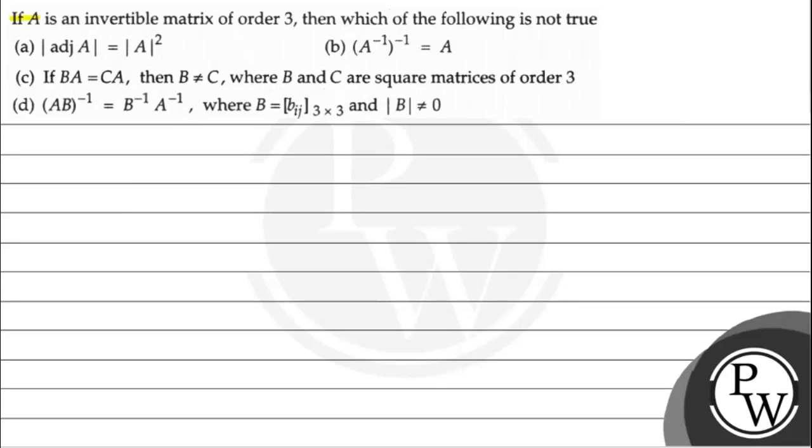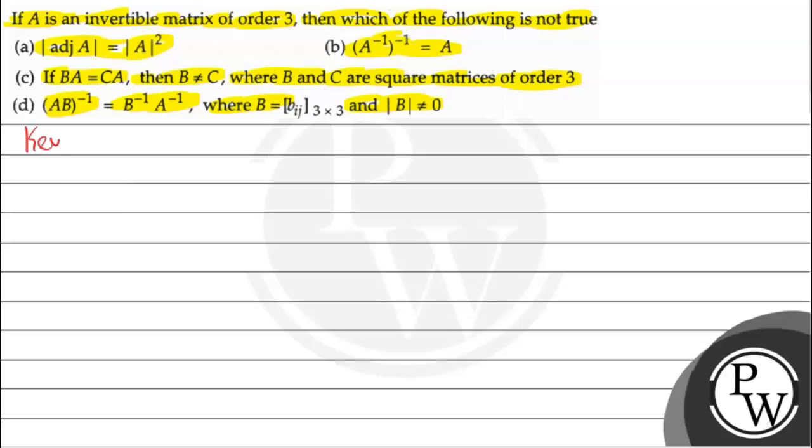Here the question says that if A is an invertible matrix of order 3, then which of the following is not true? The first option is determinant of adjoint of A is equal to determinant of A whole square. The next option is A inverse whole inverse equals A. The third option is if BA equals CA, then B is not equal to C, where B and C are square matrices of order 3. Next, AB whole inverse equals B inverse into A inverse, where B is a matrix of order 3 cross 3 and determinant of B is not equal to 0. Now let us see which of the following options is not true.